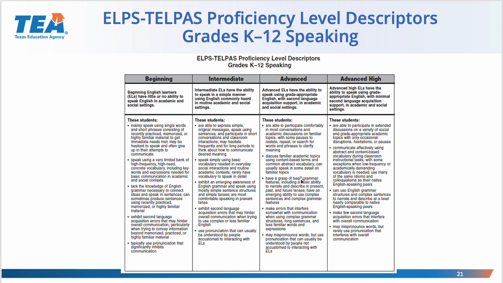Then look at this bullet point under advanced. Now we see present, past, and future. So we're including present and past and future. Now we're expanding to 3 different tenses. And then when you look at the third bullet point under advanced high, you're going to have that complex sentences.